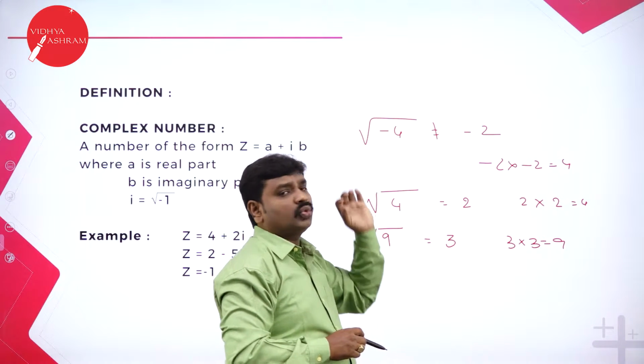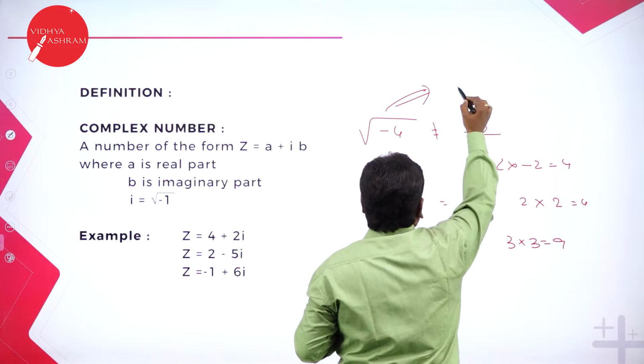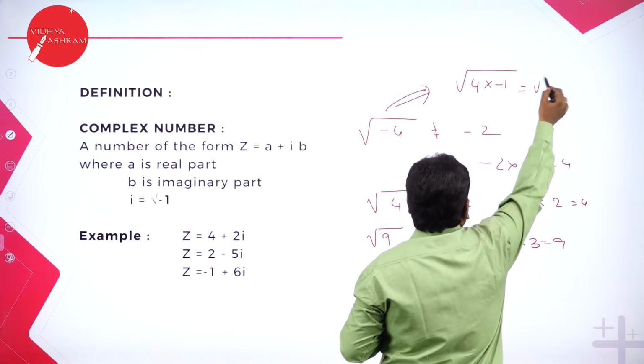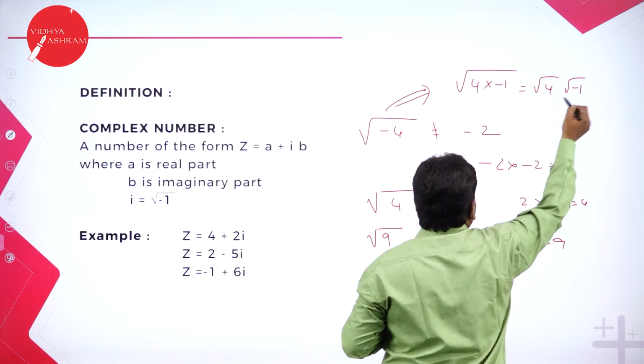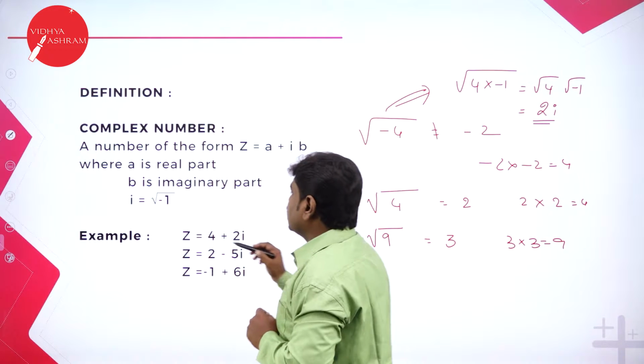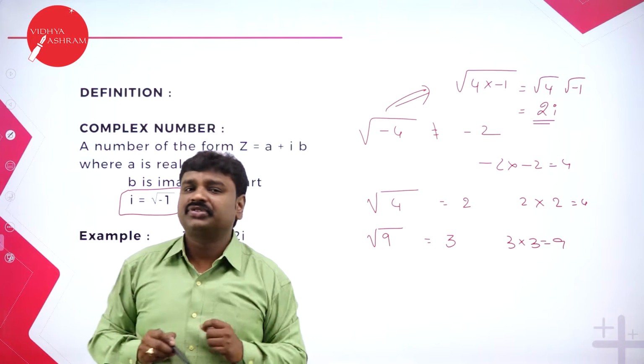That's why under the root, if you get a negative, we say imaginary. So that's why we'll write this as what? Root minus 4 can be written as 4 into minus 1 under root. Further I can write root 4 into root minus 1. Root 4 is 2i. We always symbolize root minus 1 as what? i, iota, or imaginary number.